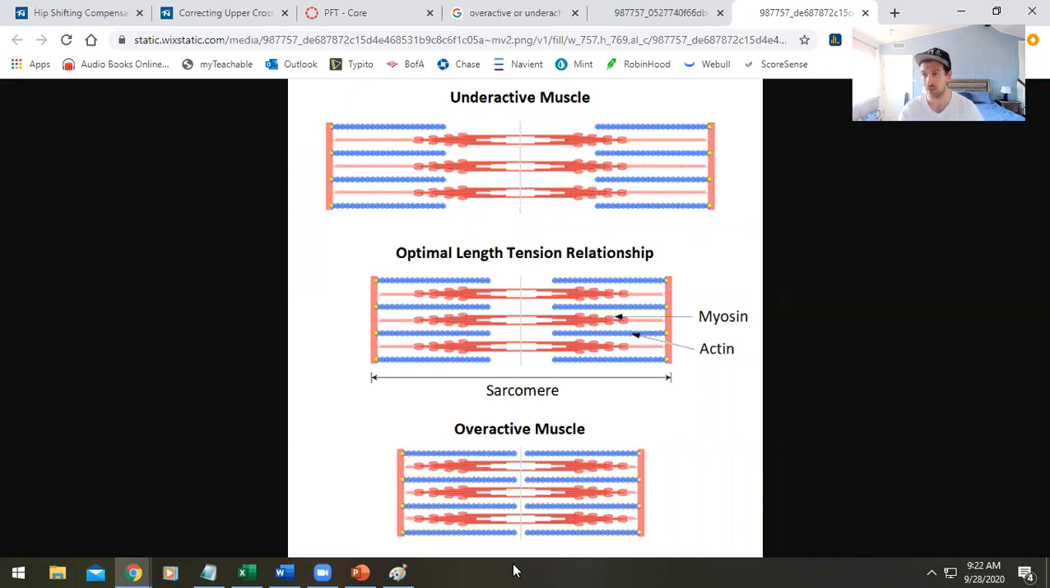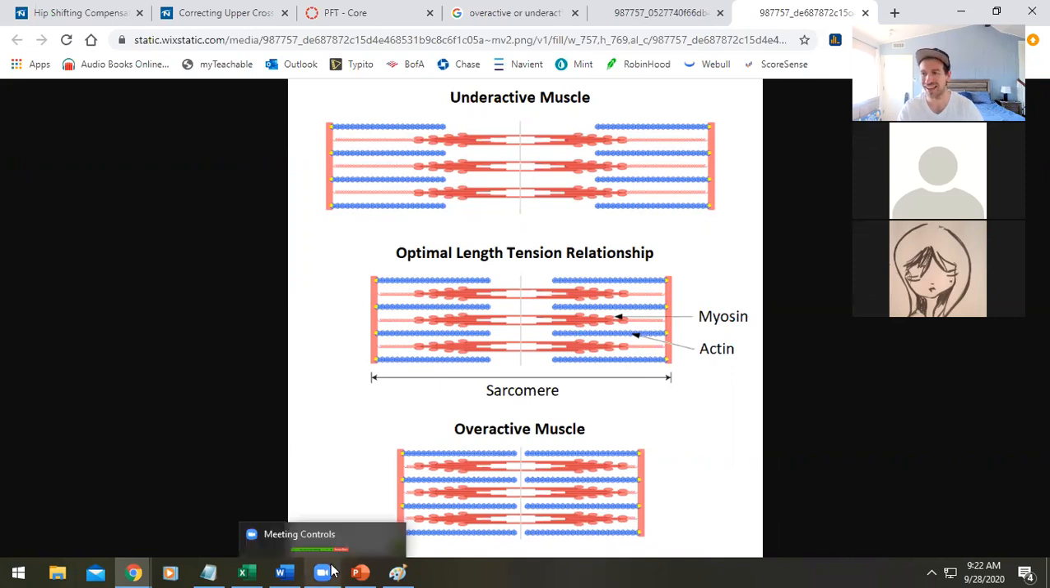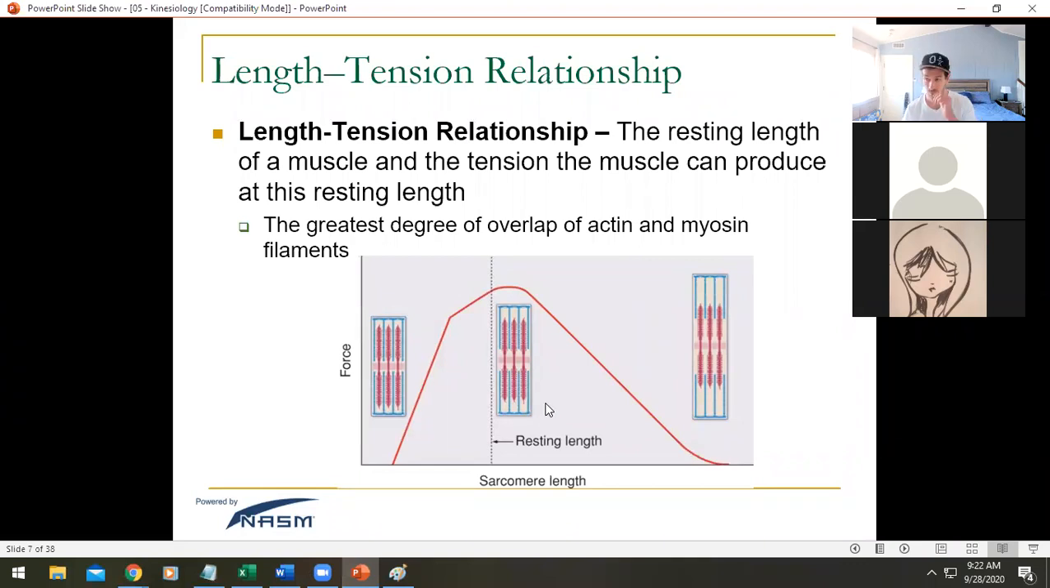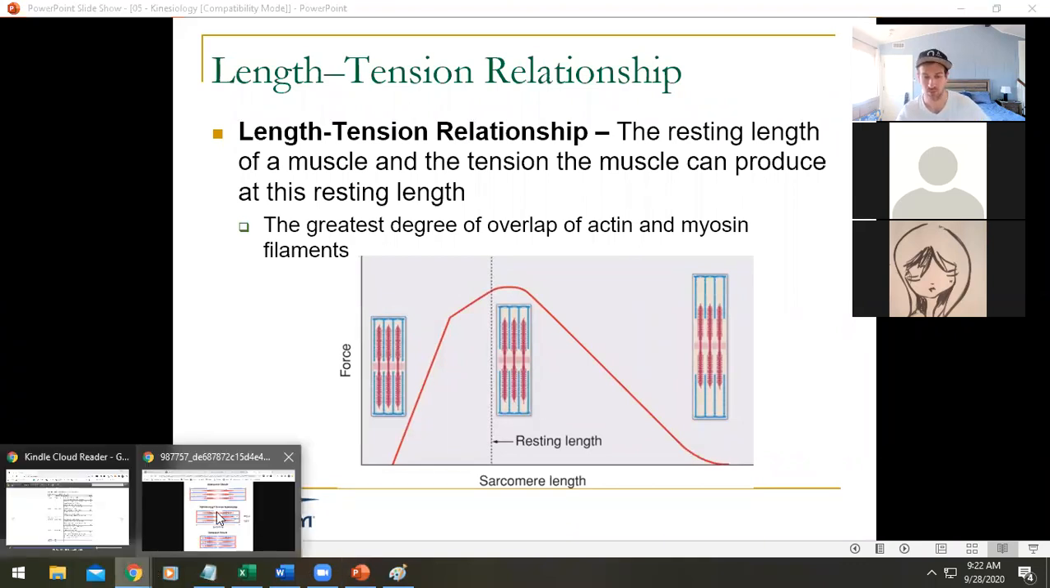Does that make sense, everybody? And by everybody, I mean you too. Brad, can you please repeat, when it's overactive, there's too much overlap. Yep. There's too much overlap.